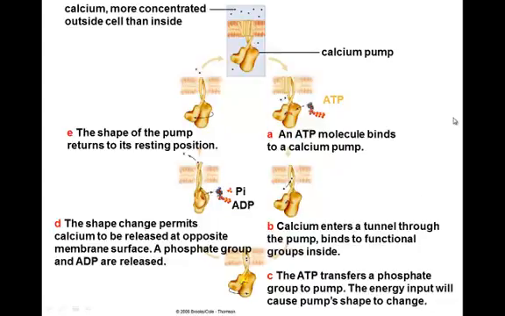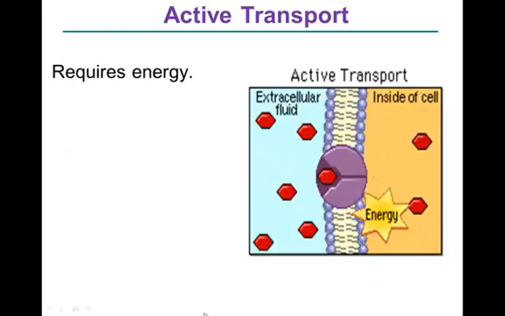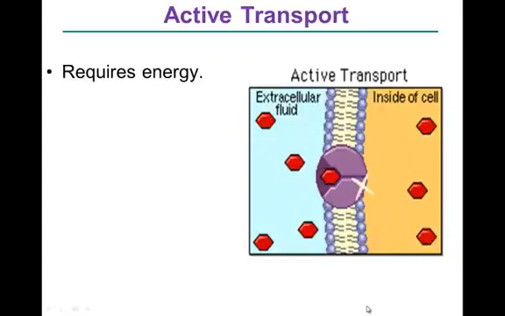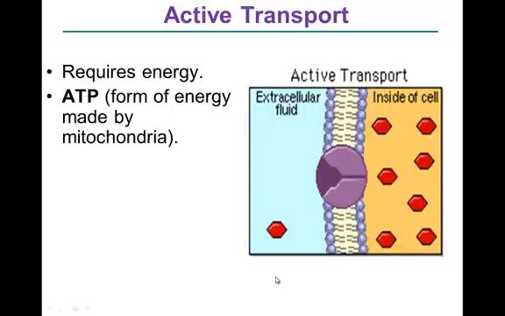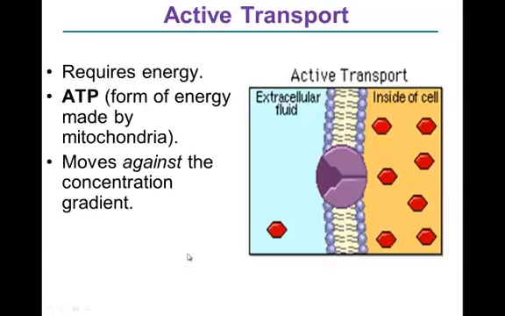So this shows the steps that are involved in that process. Here's a little animation that shows the same thing. Active transport requires energy. You can see the little star of energy, that's the ATP, and it energizes that protein. And so ATP is that energy, and it moves against the concentration gradient.